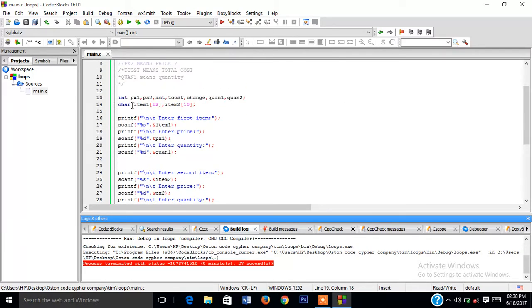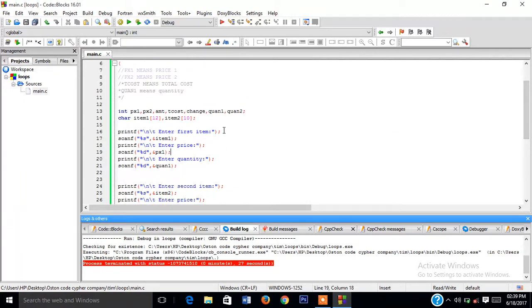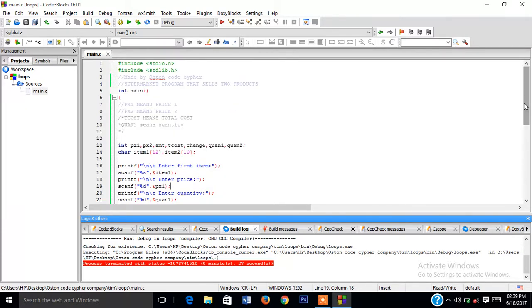As you're seeing, I made PX1, which means price 1, PX2, price 2, AMT, which means amount, T-cost, the total cost, the change I'll be giving back to the buyer, and Quan1, the quantity the buyer will be taking, how many, like in case he's buying water, how many packs of water he or she is taking. Here I'll be having item 1, item 2, and I gave them arrays. The characters should not go beyond 12 or 10. In the first item, there should be 12. Second item, 10.